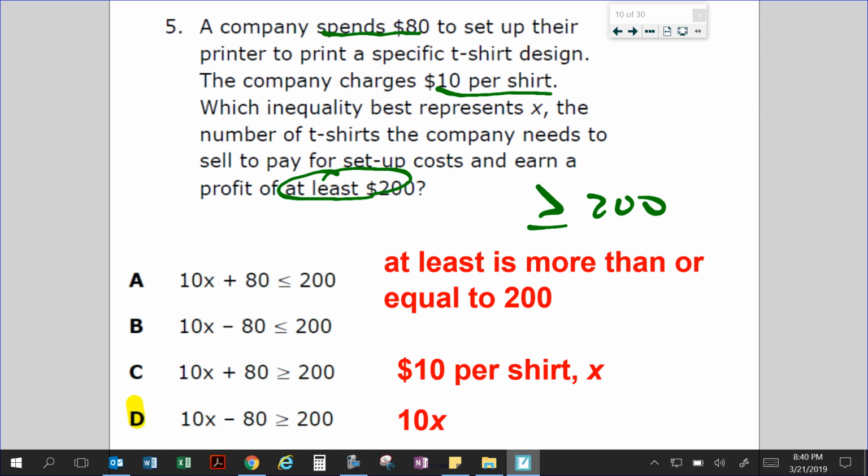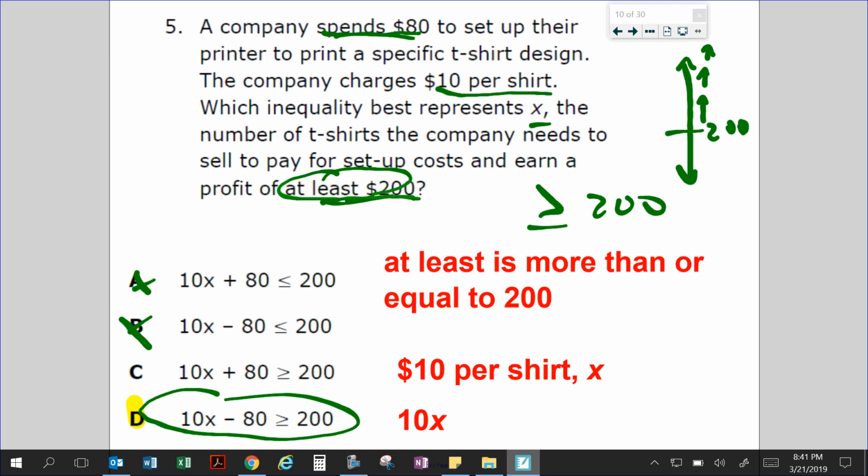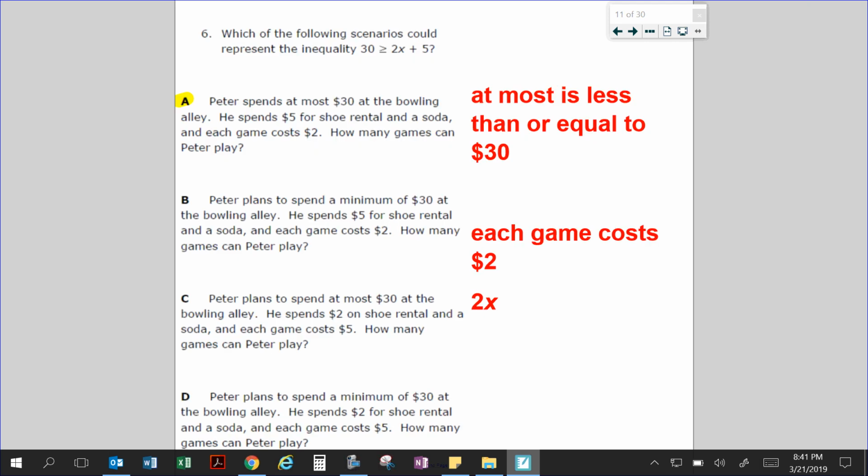So let's think. $200 is the least, the lowest. So if you look at this, $200 is the lowest, the least amount they will earn. They can earn $300, $400, $500. So it means more than or equal to. So that's why B and A are out. They charge $10 per shirt. How many shirts are they selling? x. So that's why it's 10x. But they spent $80, which means subtract $80. D is the answer. Number 6, which of the following scenarios could best represent the inequality of this one?